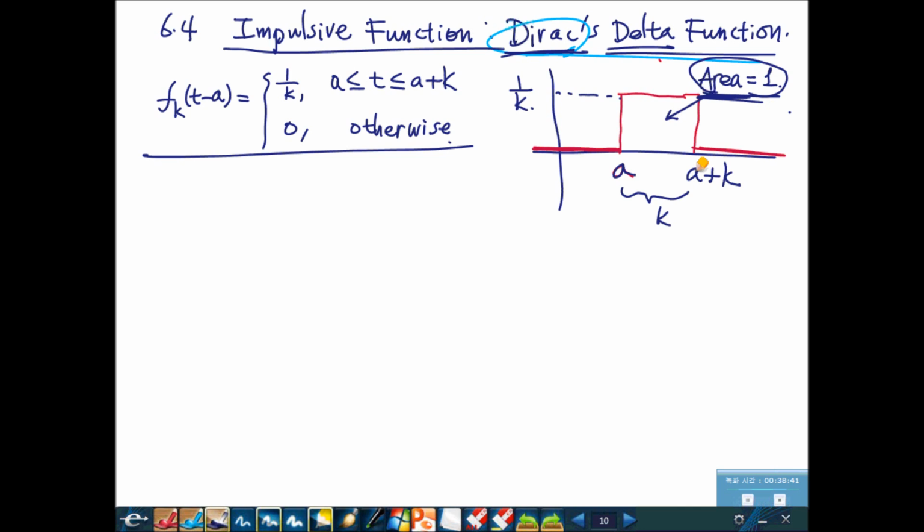So then he suggested k goes to 0. Because the impulse is a really narrow event, right? So if k goes to 0, look at what happens to this curve. Say k is reduced by half. Then to keep the area at 1 all the time, the height has to be doubled, right? Even at 1/4, it has to grow very high, right? And if you make it even narrower, the height goes to infinity. That's the basis of this short impulse.